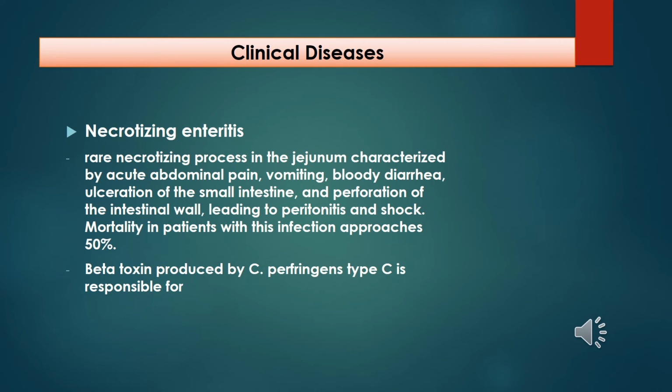So for necrotizing enteritis, it is a rare necrotizing process in the jejunum characterized by acute abdominal pain, vomiting, bloody diarrhea, ulceration of the small intestine, and perforation of the intestinal wall, leading to peritonitis and shock. Mortality in patients with this infection approaches 50%. The beta toxin produced by Clostridium perfringens type C is responsible for this disease.